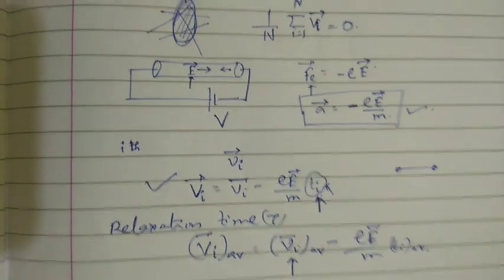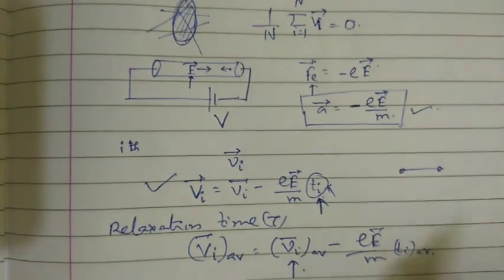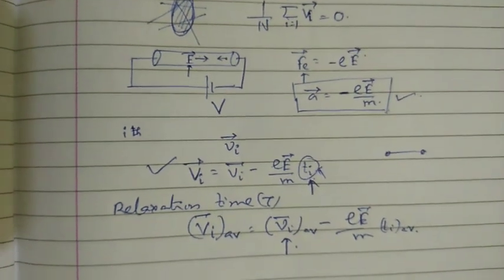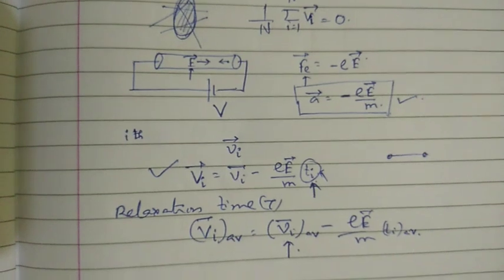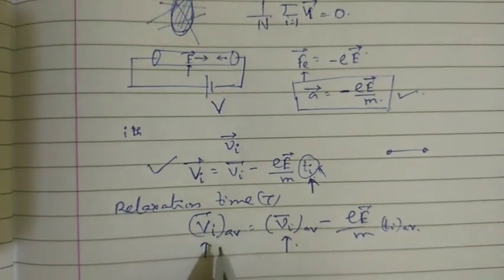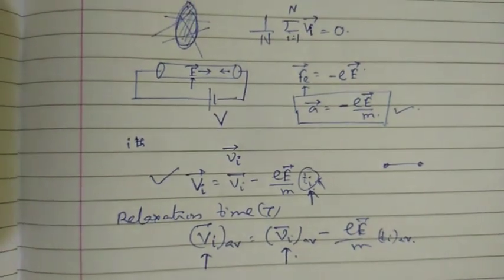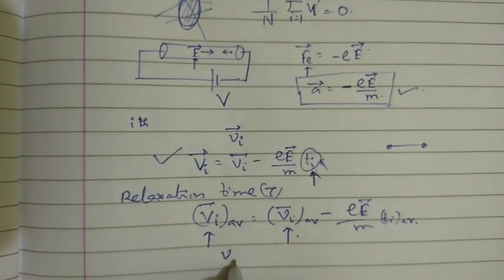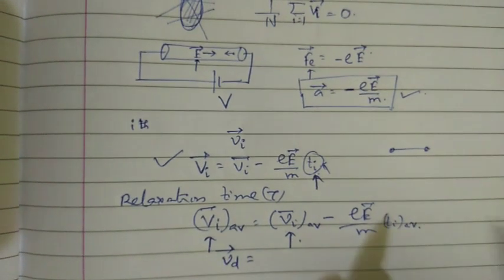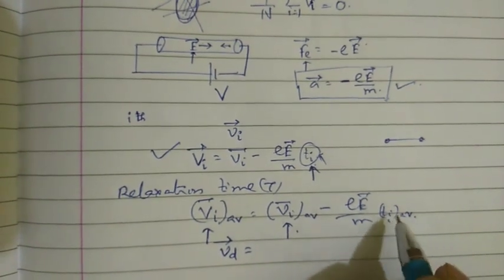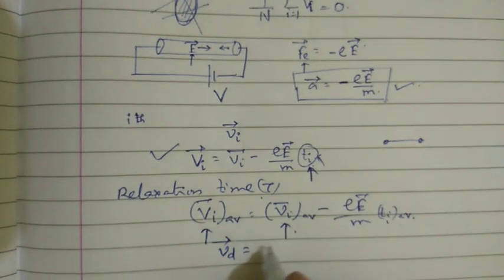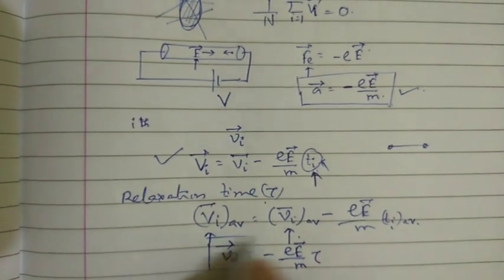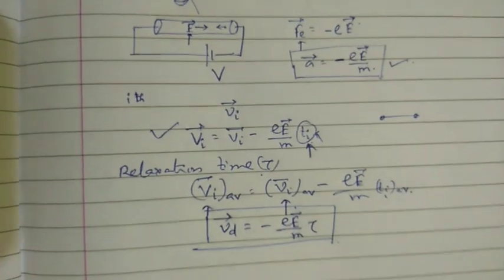Now this is definitely 0, because just after collision different electrons will move in different directions, resulting in average velocity 0. And the average velocity between the collisions with which the electron moves is called the drift velocity. It is represented as Vd. And this time average, already discussed, is tau, so you can write Vd equals to minus E by m into tau. So this is the expression of drift velocity.